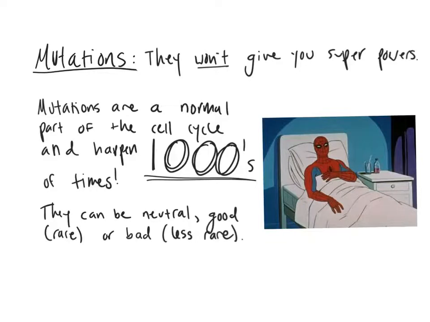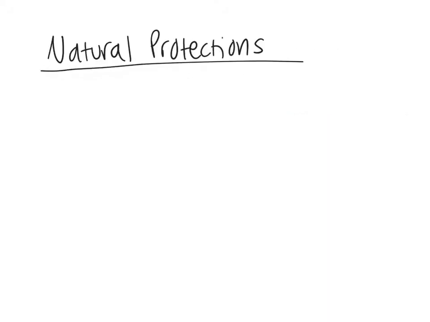But if one thing is true about all mutations, it's that most of them are fixed in interphase before mitosis even happens. Luckily for us, the cell is going to actually prevent 99% of all mutations from passing on from one cell into future cells. And I've got three major natural protections to list for you.